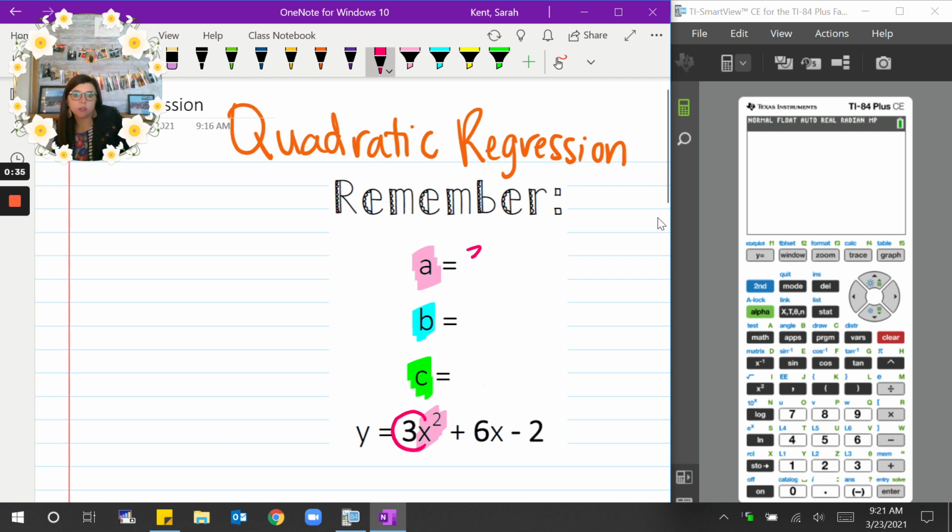So A equals 3. The next one, our B, is always with x. So here with the x is this positive 6. So here B equals 6. And then lastly is our C. C has nothing with it. So here, that would be this -2. This will be important as we start doing the quadratic regression on the calculator, because it will not give us the equation, it will just tell us A, B, and C, and we'll have to put those into the equation. So let's look at an example.